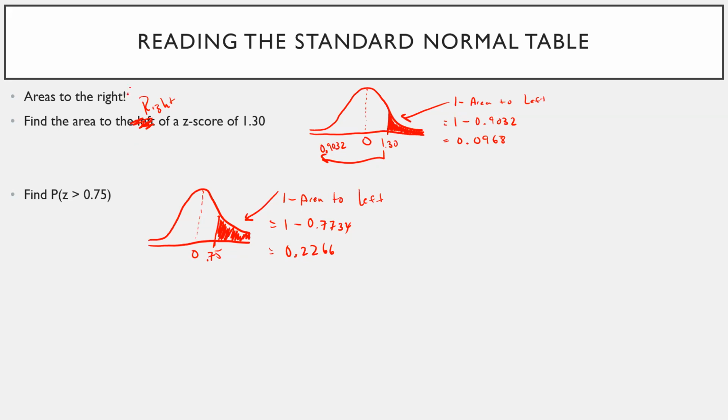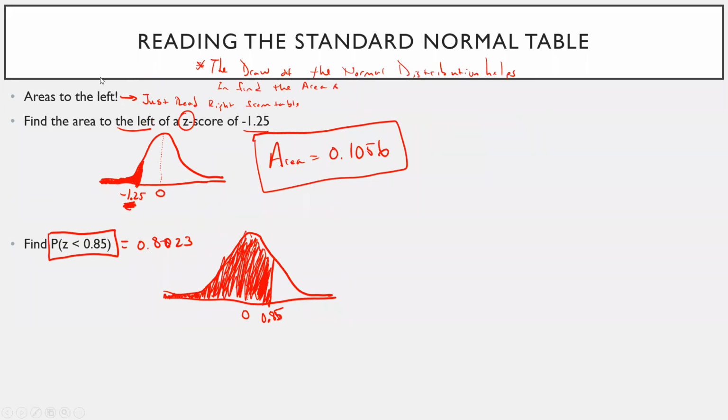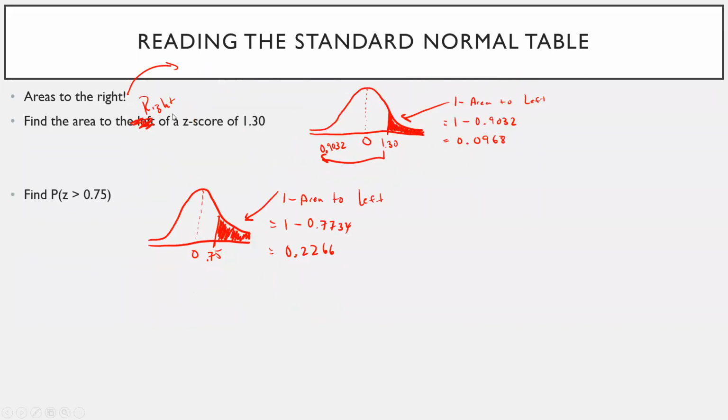So area to the left, we're just finding that last digit number. Basically, area to the left, you just read off the table. And then area to the right, the area that you're looking for is equal to 1 minus the area to the left. Okay, makes sense. That's it.